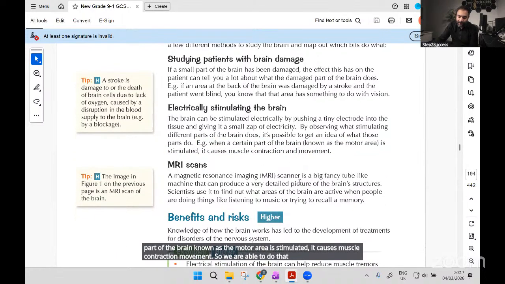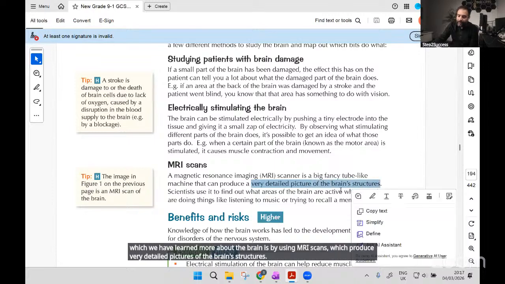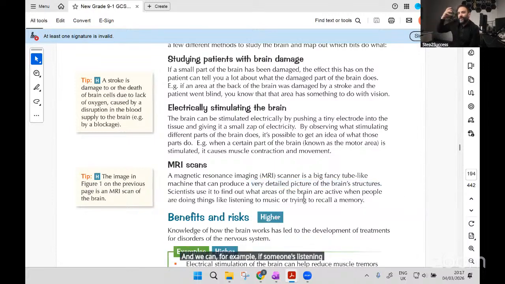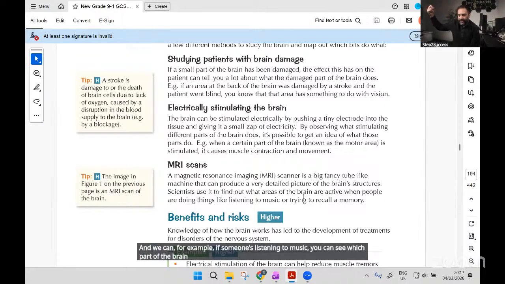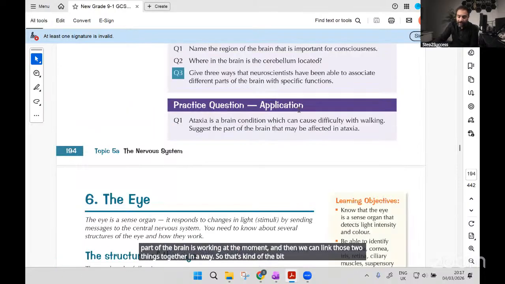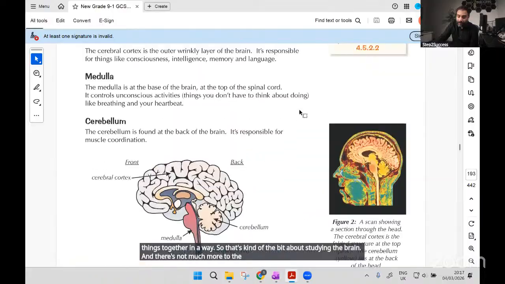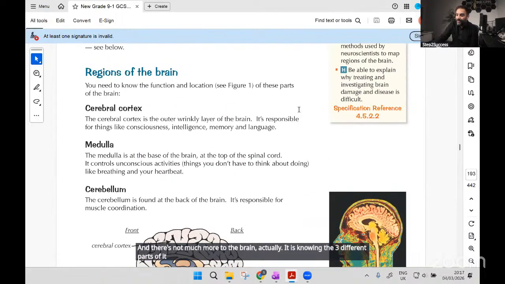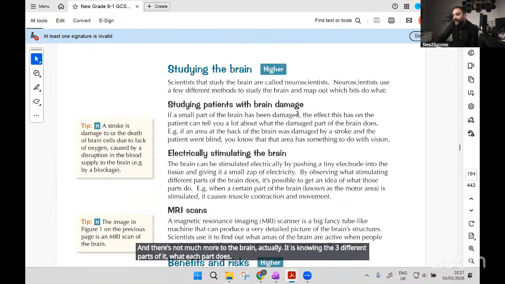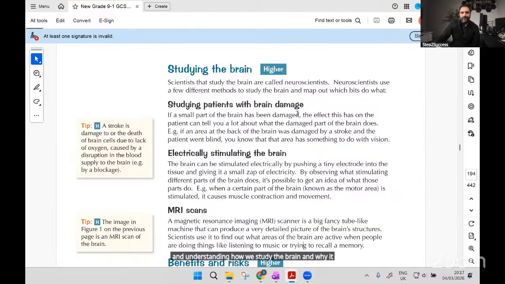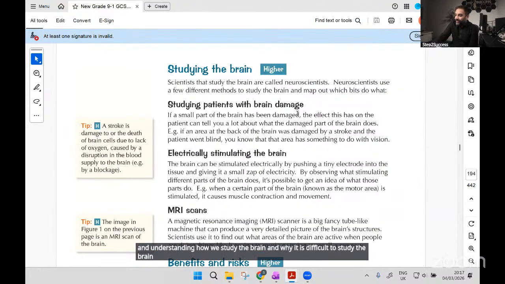And then the third way in which we have learnt more about the brain is by using MRI scans, which produce very detailed pictures of the brain's structures. For example, if someone's listening to music, you can see which part of the brain is working at the moment, and then we can link those two things together. So that's the bit about studying the brain, and there's not much more to the brain, actually. It is knowing the three different parts of it, what each part does, and understanding how we study the brain and why it is difficult to study the brain. Essentially, that's all there is on the syllabus to do with it.